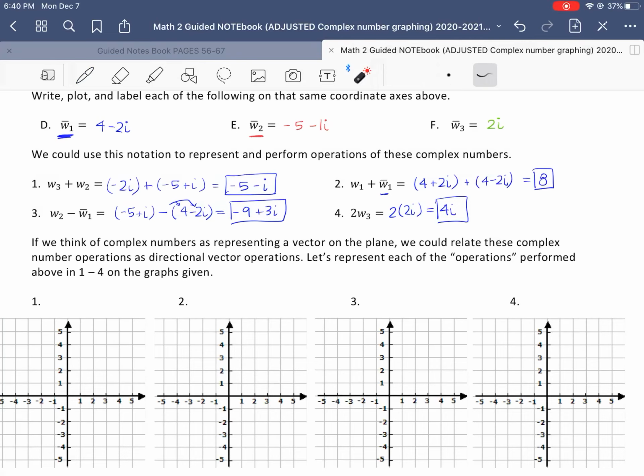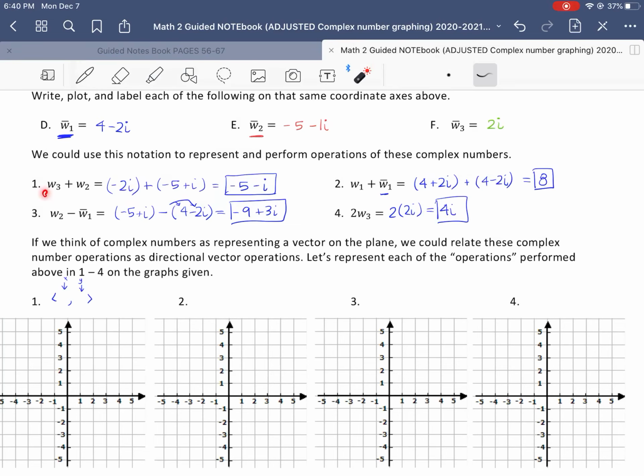Now, we're given 4 graphs here: 1, 2, 3, and 4. I'm going to look at number 1, and we're going to see if we can represent number 1 with vectors on this plane. I don't know if you remember doing vectors, but remember vectors have two components, and we write them either as a matrix or with these angle brackets. This is the horizontal component, and this is the vertical component, so it works a lot like a coordinate pair, x, y. And we can use complex numbers to represent that. We always move in the real direction first, and then in the vertical direction.